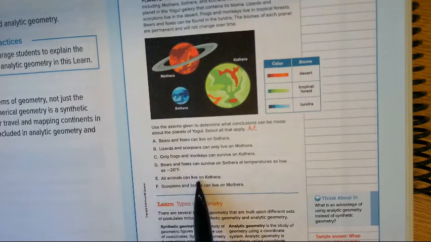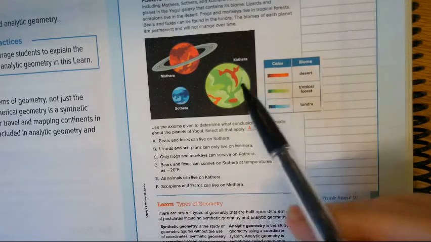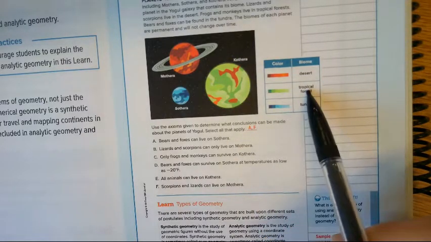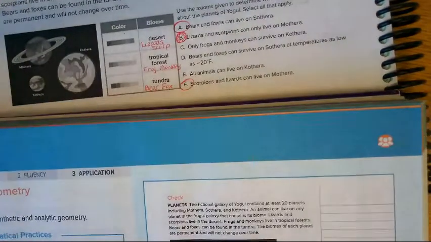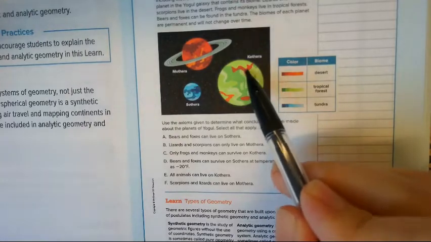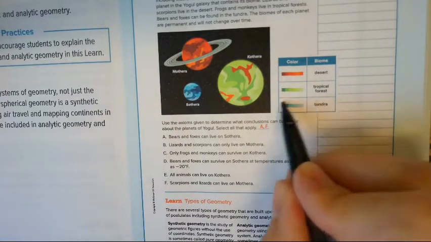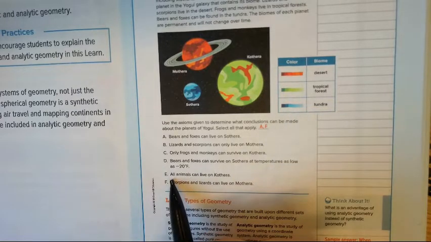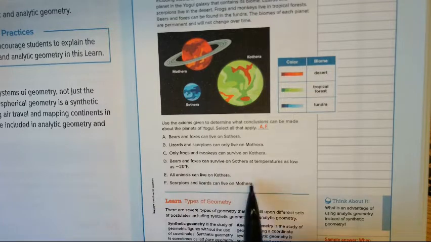All animals can live on Cythera. So we already said that this guy would be the, I already forgot the animals. What are they? Frogs and monkeys. The frogs and monkeys can live on the green area. The lizards and scorpions can also live there, but it doesn't have any blue. So therefore, since it's missing the blue color, this statement would be false because of all animals. And then last, scorpions and lizards can live on Mothera. We already said that was true because of the reddish oranges. So the only two that are true were A and F.